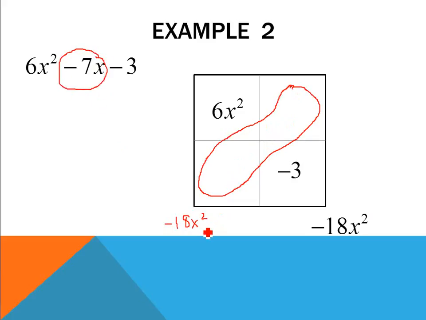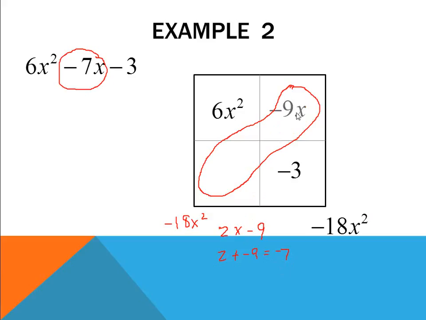So I need two numbers, and kind of pay attention just to the negative 18. I need two numbers that multiply to give me negative 18, but add to give me negative 7. Well, if I did 2 times negative 9, they multiply to give me negative 18, but 2 plus negative 9, that gives me negative 7. So what I really have is going to be a 2x and negative 9x.